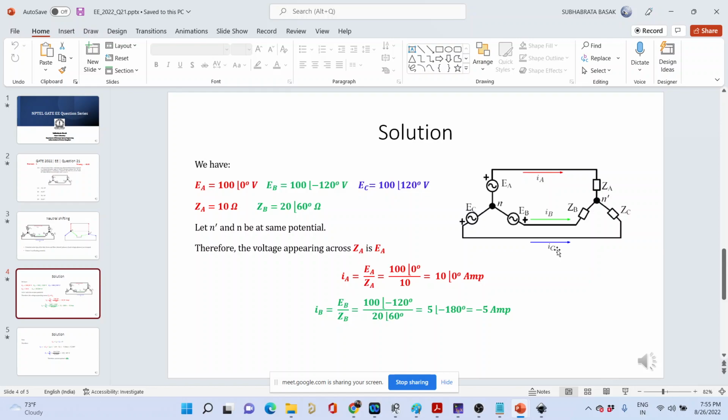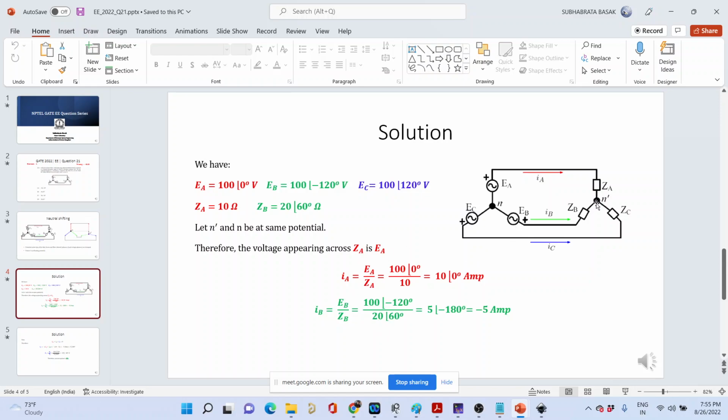So to make our life easy, in the question it is told that we need to make n and n dash to be at same potential. So both of these would be at zero potential. If both n and n dash are at same potential, then we can claim that the voltage across ZA is EA, the voltage across ZB would be EB, and the voltage across ZC would be EC. Correct? Yes, sir. Clear, sir.